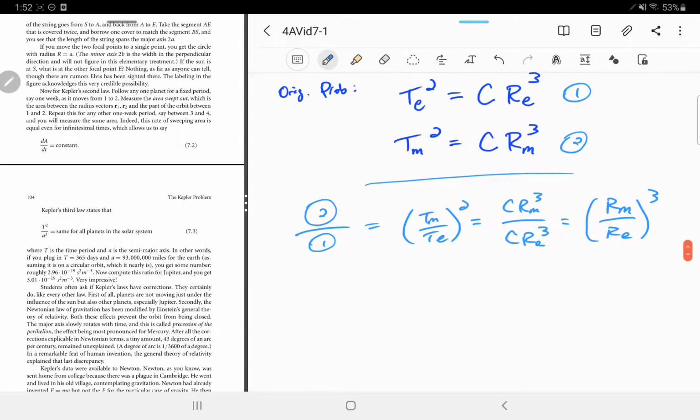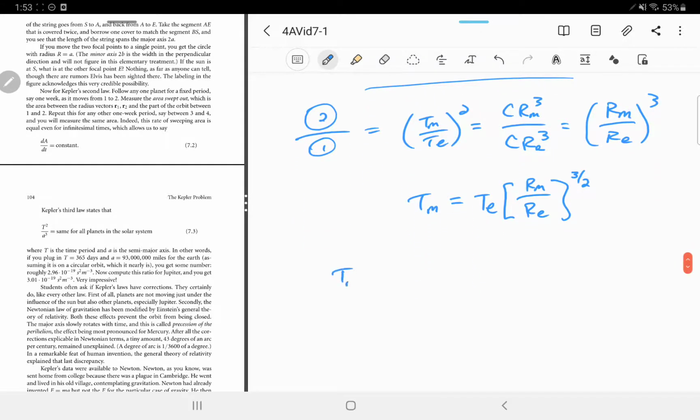The point of the problem is to solve for the period of Mars's orbit. So I'm going to first take the square root, and then multiply by Te. So I have Tm is Te times this ratio, Rm over Re, to the 3/2. By taking the square root, or raising both the left-hand side and the right-hand side to the 1/2 power, and then multiplying by Te, we get that equation.